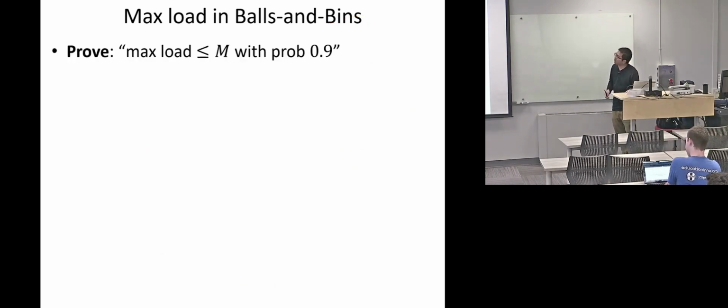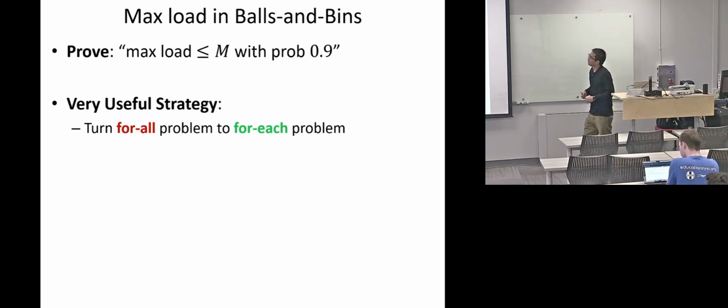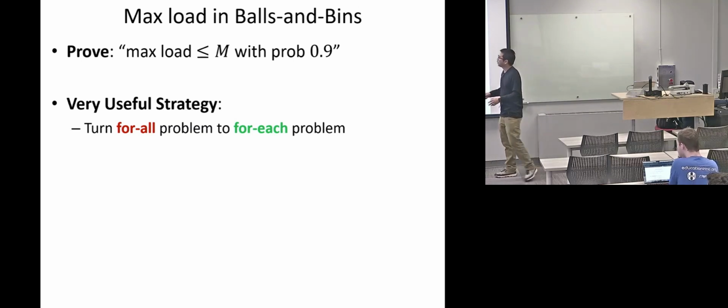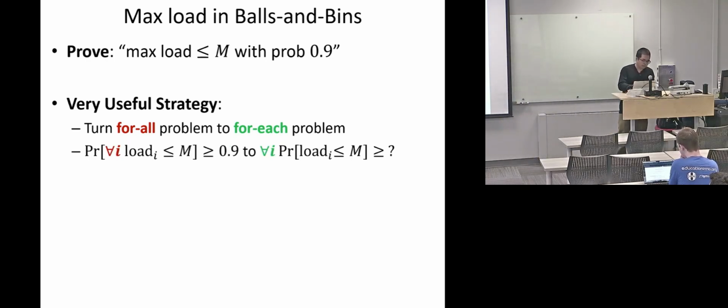If you want to prove that the max load is at most M with 90% probability, the useful strategy is, again, that max load is a for-all statement, and usually it's easier to look at a for-each statement. What do I mean by that? Max load is about the probability that for all i, load i is at most M. We want to prove this.